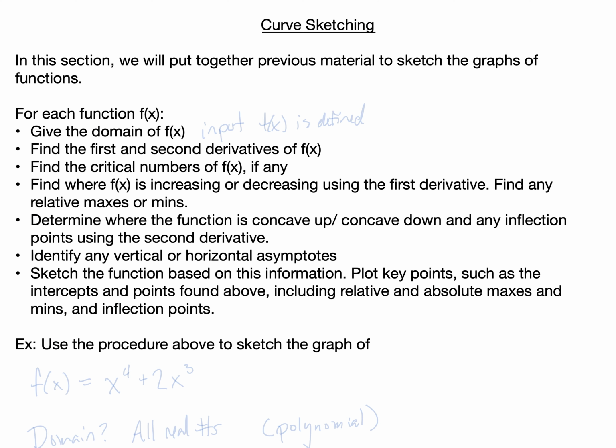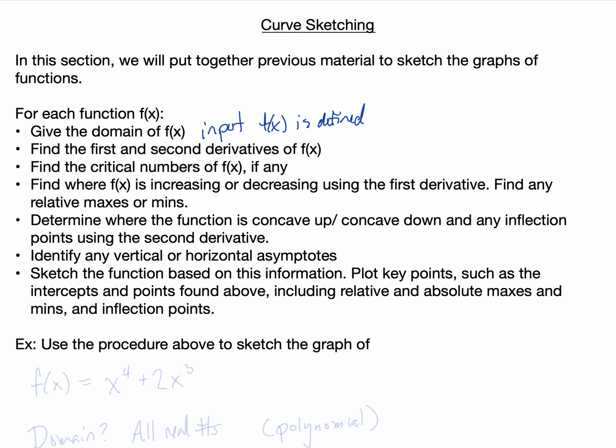We're going to give the domain of f of x. Remember that that's the set of all possible input values such that f of x is defined. So we'll first give the domain, then we'll take the first and second derivatives to find the critical numbers, places where the first derivative is equal to 0 or does not exist.